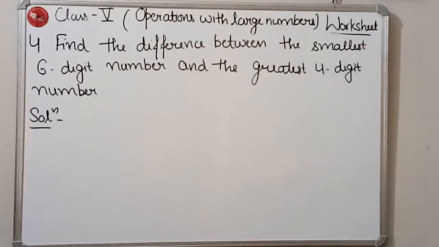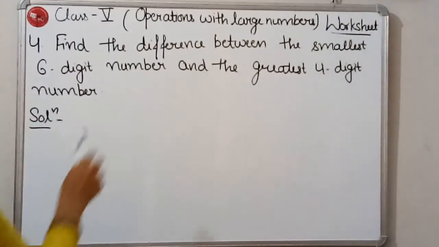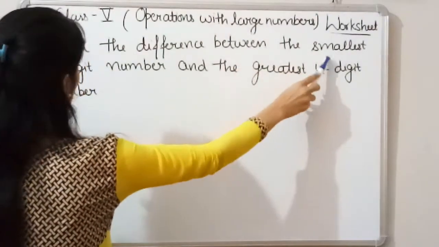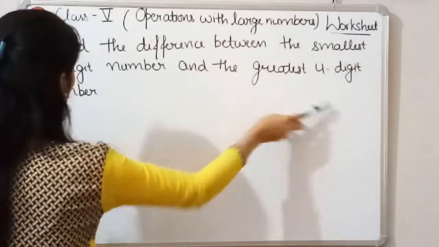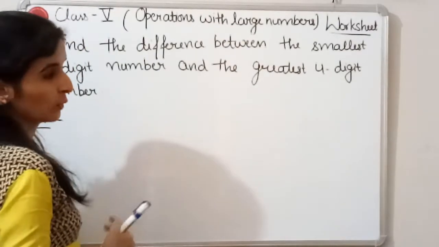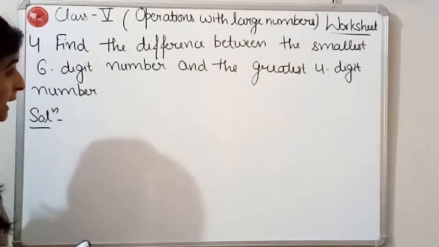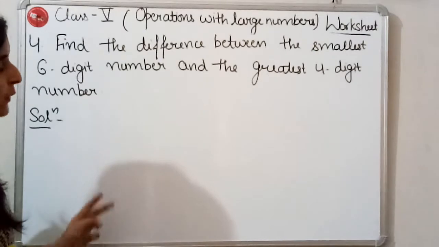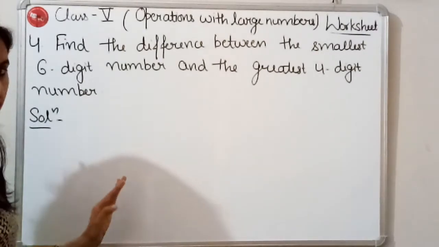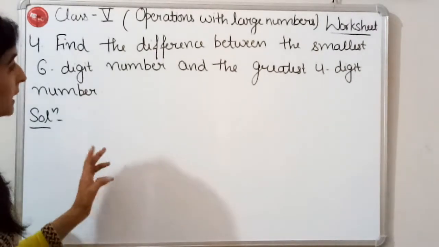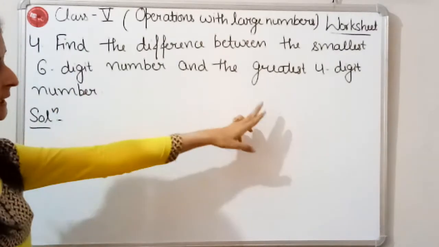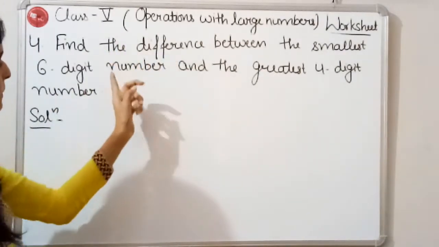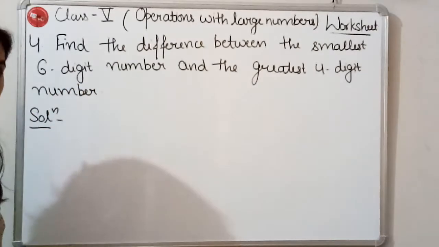Question number 4 is find the difference between the smallest 6-digit number and the greatest 4-digit number. So children, what we have to do here, we have to find the difference. Difference means we have to subtract. Okay. What we have to subtract? We have to subtract the greatest 4-digit number from the smallest 6-digit number.